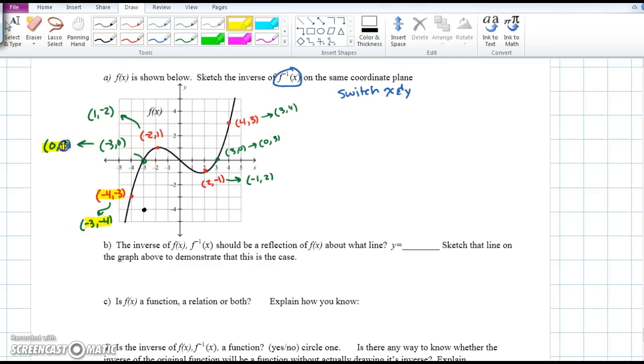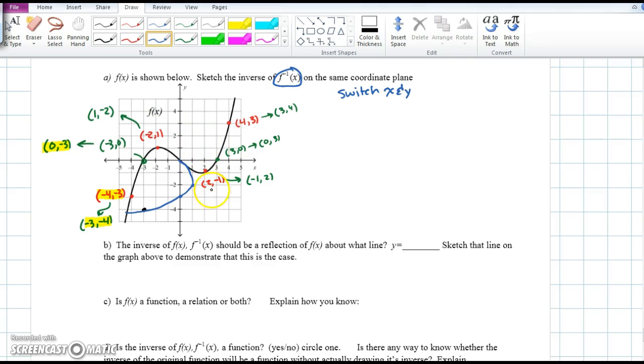Go to the next one. (-3, 0) becomes (0, -3). That goes right here. And now you can start to draw between those two points. The next one, (-2, 1), becomes (1, -2). Right there. (0, 0) stays (0, 0).